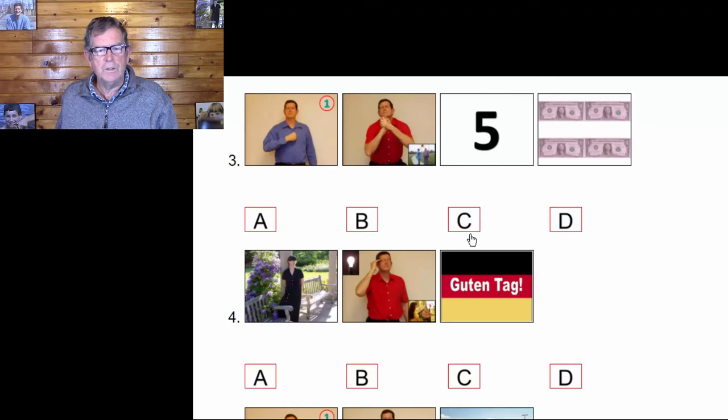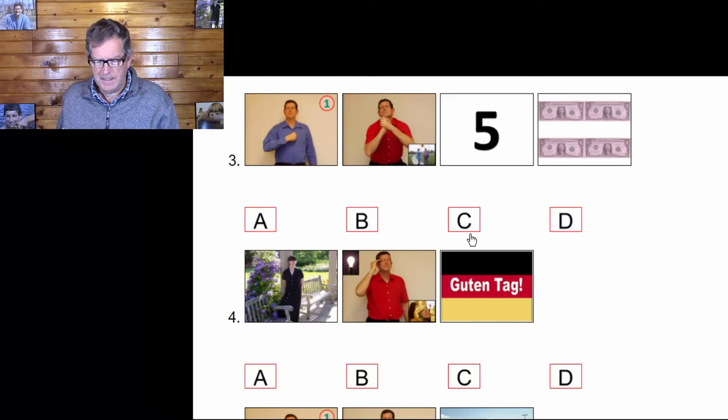Yo quiero $5 is the answer. What's the question? A. ¿Qué quieres dinero? B. ¿Cuáles dólares quieres? C. ¿Cuánto dinero quieres? D. ¿Cuánto dinero quieres?